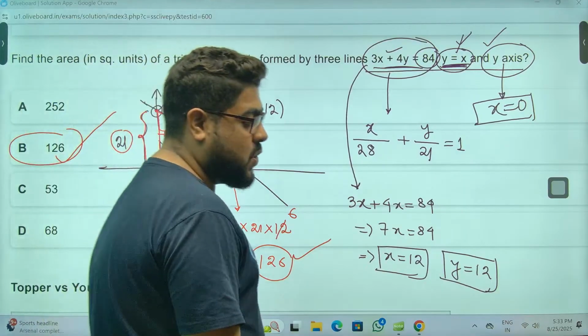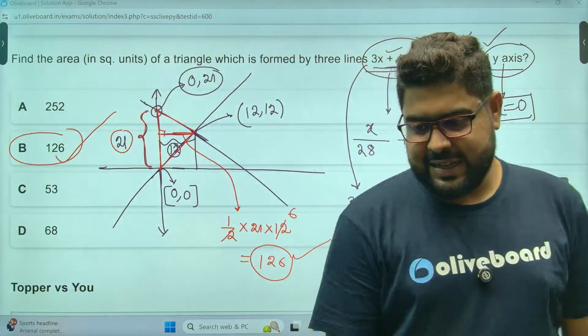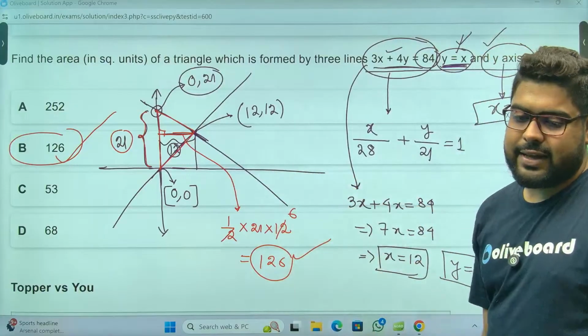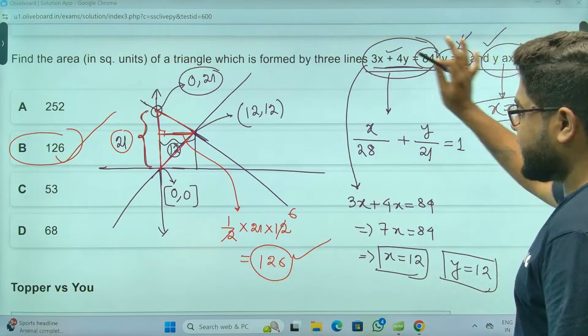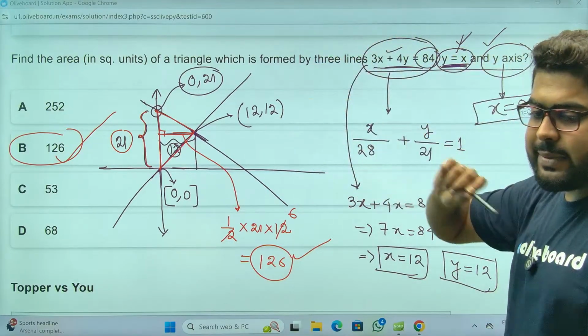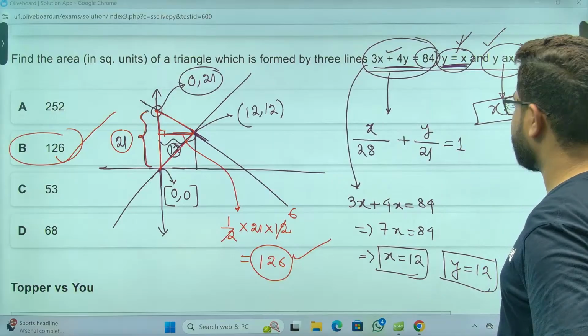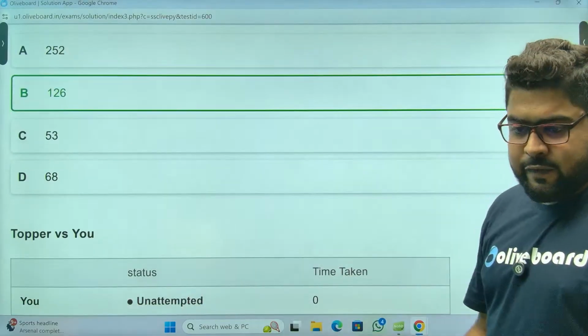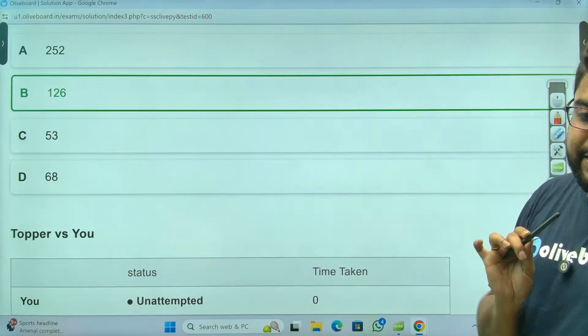Now, this was not a very simple question. But again, I'll show you another method as well, last. Okay, if you don't know, but again, this is the easiest method, honestly.